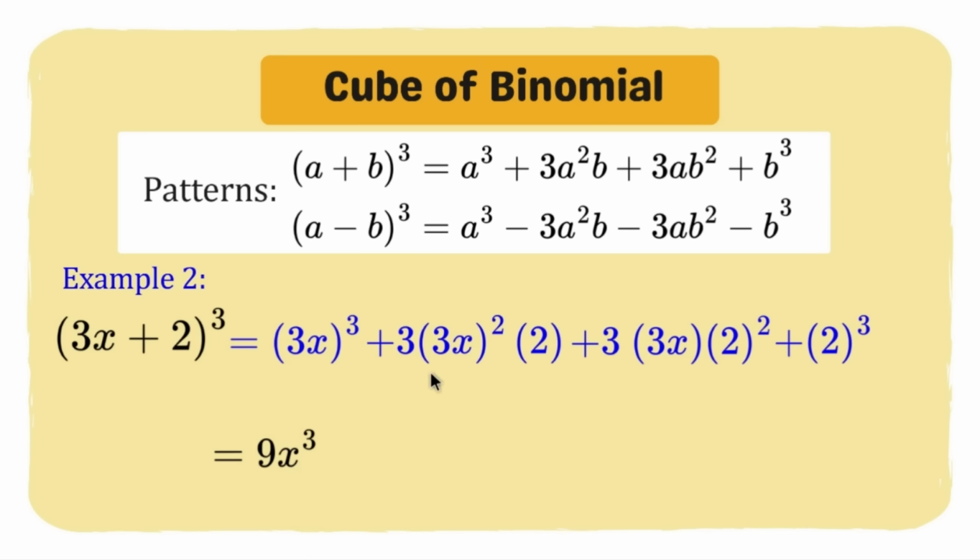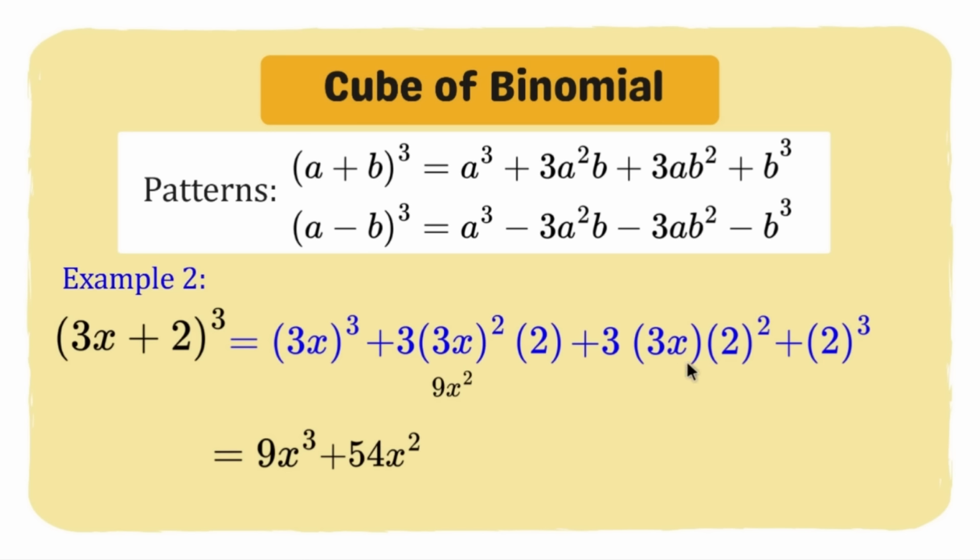Dito naman po, unahin natin yung may exponent. Okay, so we have here 3x raised to 2. Kung isi-simplify natin yan, magiging 9x squared, because 3x times 3x is 9x squared. Now, i-multiply lang po natin yung 9x squared kay 3 tsaka kay 2. Therefore, we will get 54x squared.